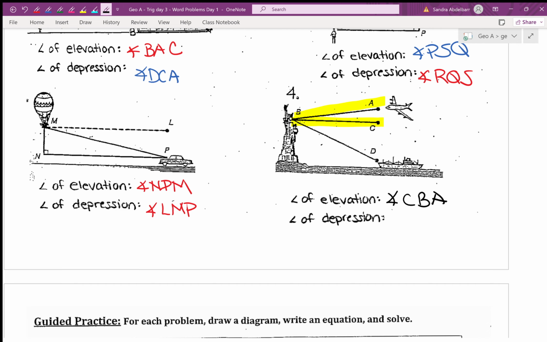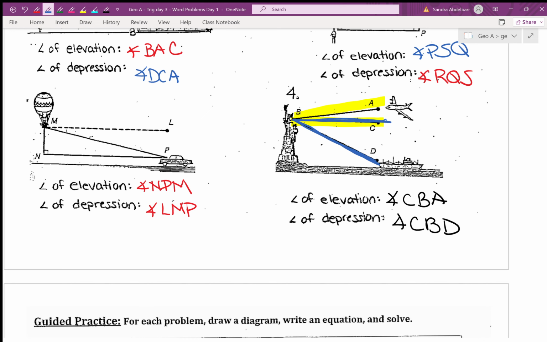What is our angle of depression? What's our angle of depression, Vin? CBD. What's happening? So the statue for the angle of elevation is looking up at the plane, and the angle of depression, the statue is looking down at the ship.